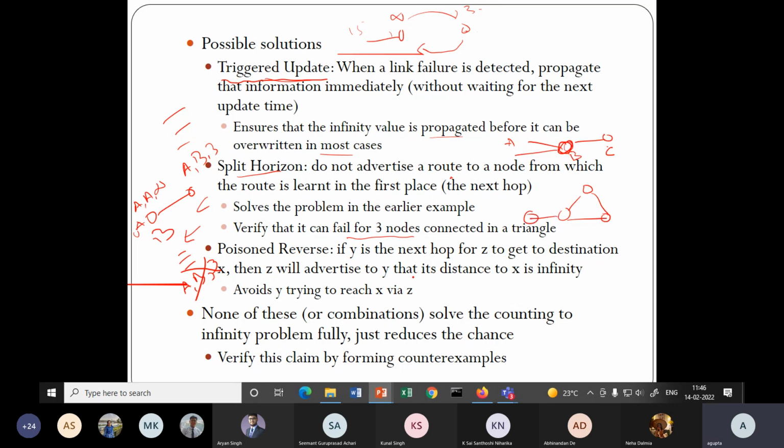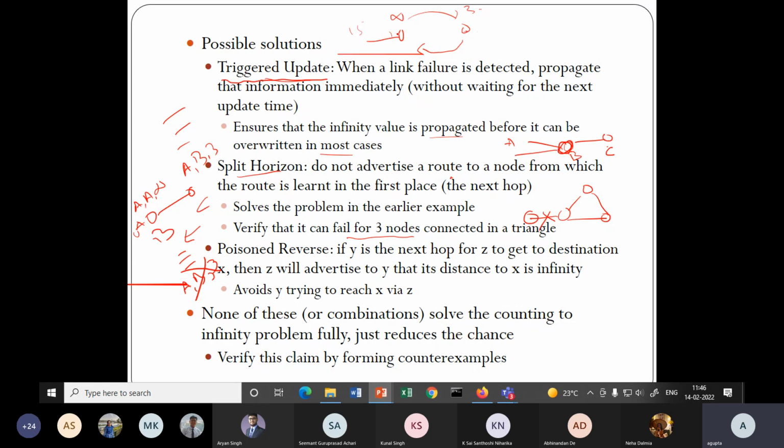Just extend this to this and make this link fail. And then you apply split horizon. So obviously triggered update does not solve it fully, because if you're unlucky, this infinity change could have happened, as I said, because these three clocks are not exactly synchronized, so everybody will not send exactly at the same time and so on.